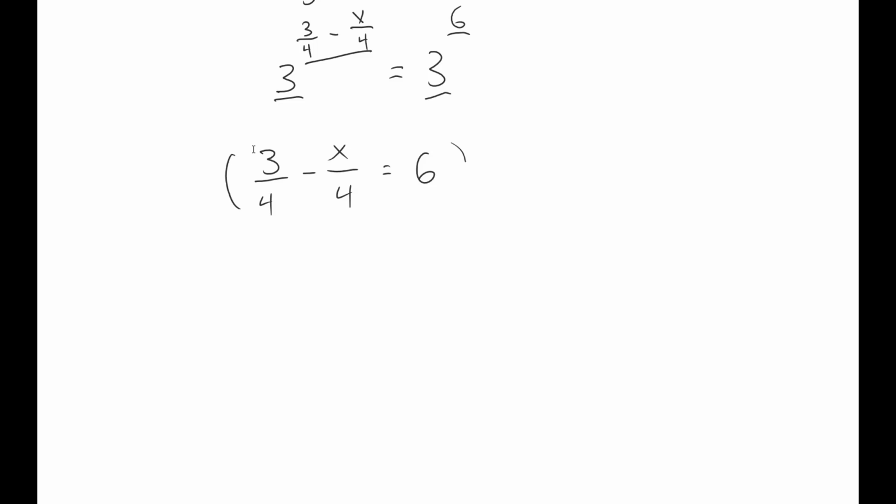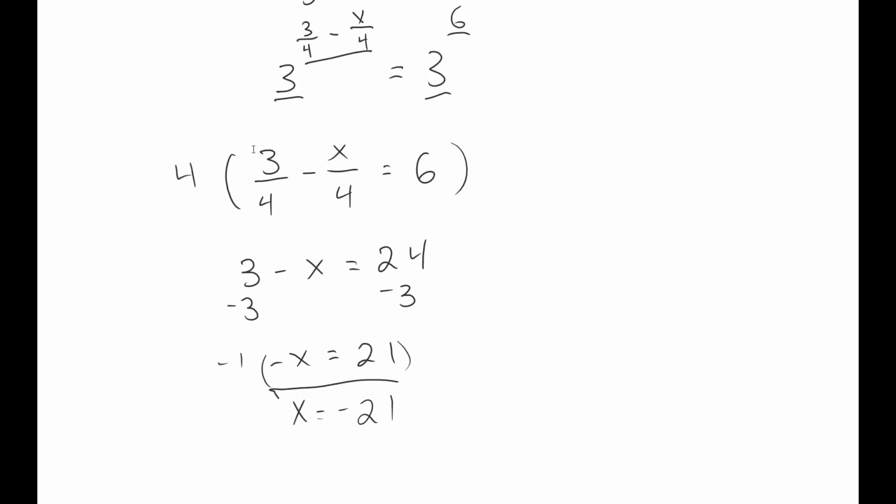Let's go ahead and multiply everything by 4 so we can get rid of this denominator on the left-hand side, and that's going to give me 3 minus x is equal to 24. Subtract 3 on both sides, I get negative x is equal to 21, and multiply both sides by negative 1 in order to get x is equal to negative 21, since we want a positive x, and that is the solution that we are looking for.